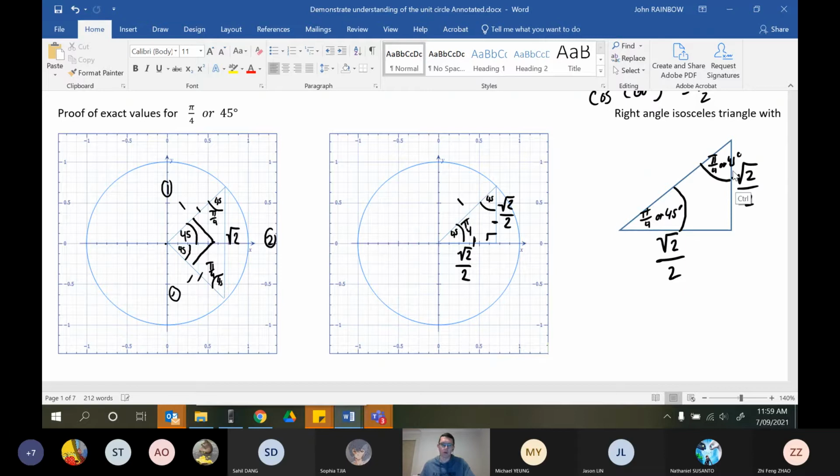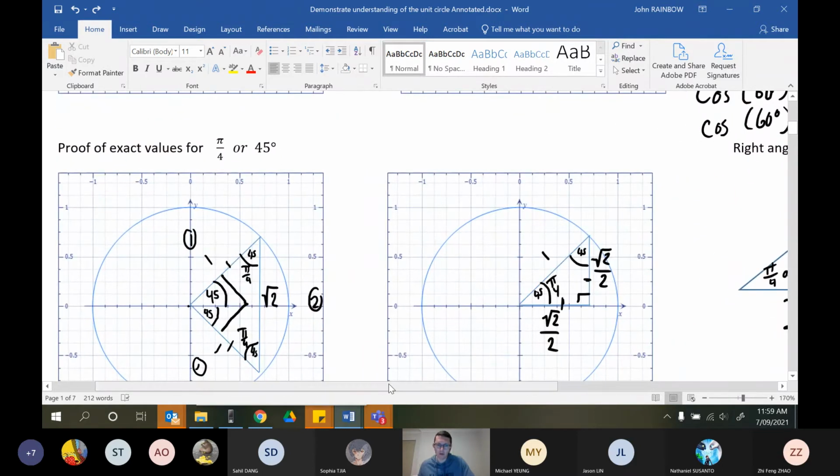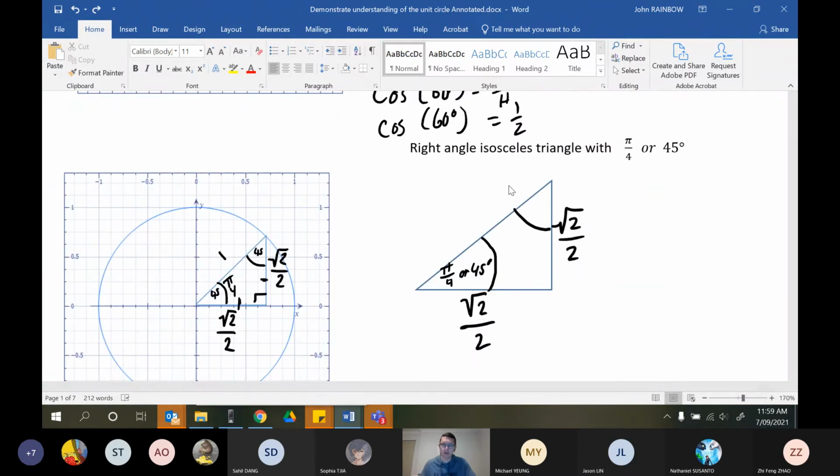So that's pi on 4 or 45 degrees. I should actually write that a bit better. Zoom in a little bit. What we want to do is prove the angles here, like where do they come from? So that is pi on 4 or 45 degrees.